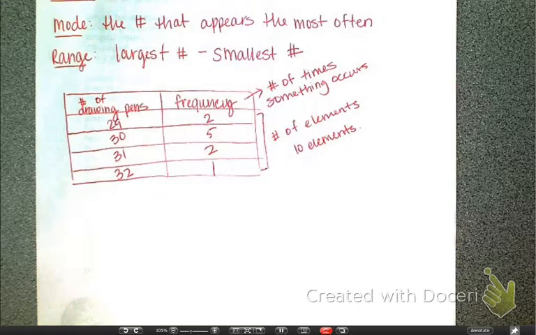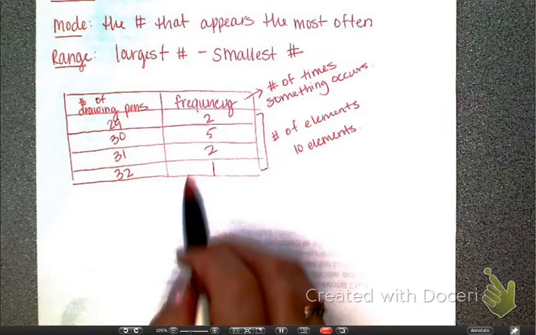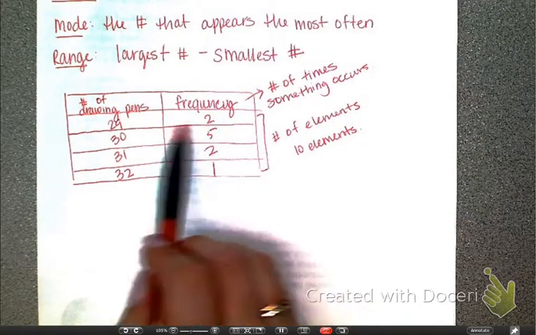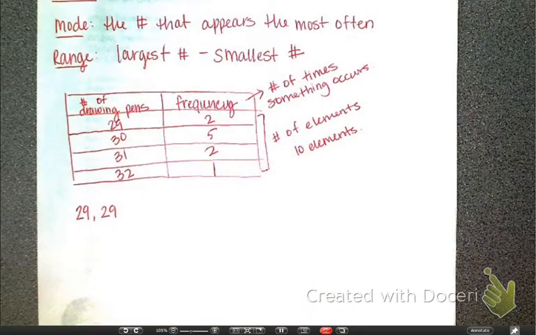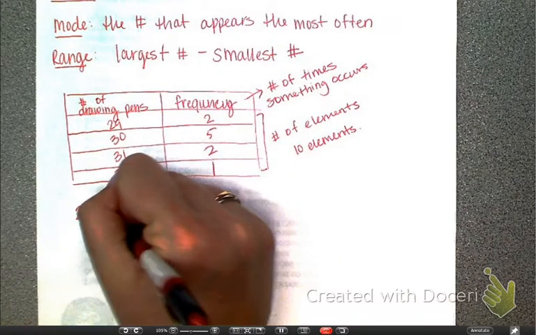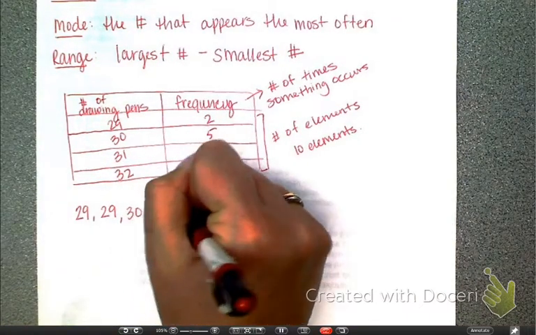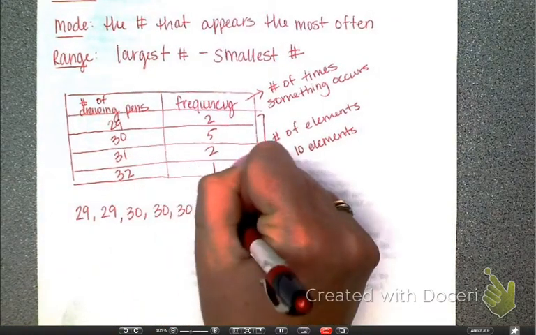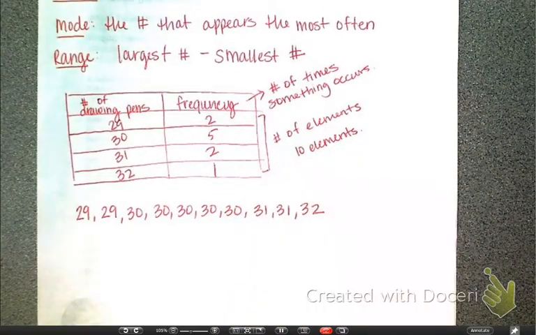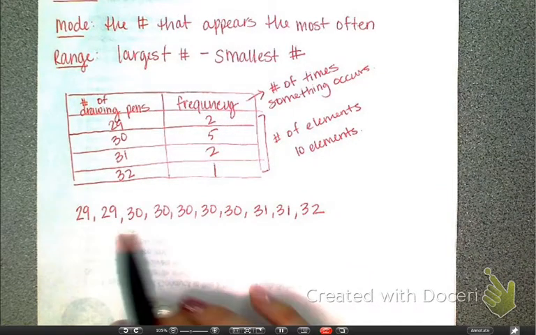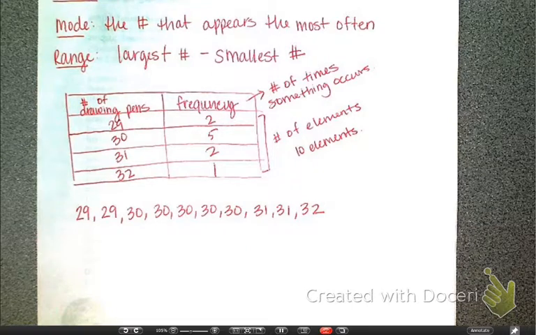Now, it's a whole lot easier to list out our data set so that we can actually see the numbers. So if we're going to list it out, this says there are 2 boxes of 29 pens. So 2 boxes of 29. There are 5 30s. There are 2 31s, and there is 1 32. Some of you can look at the table and do all this work without having to write it out. This is going to be helpful for most of you.